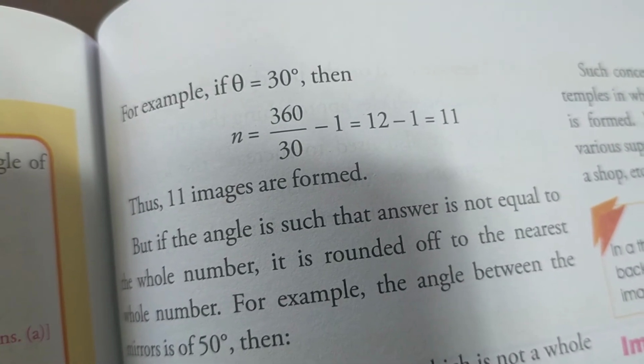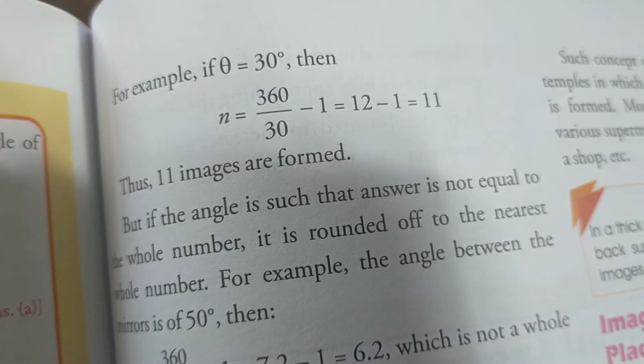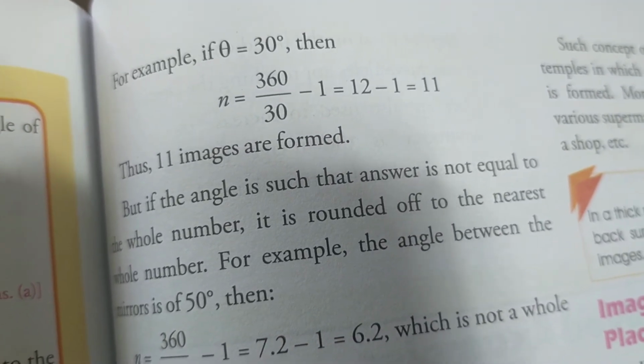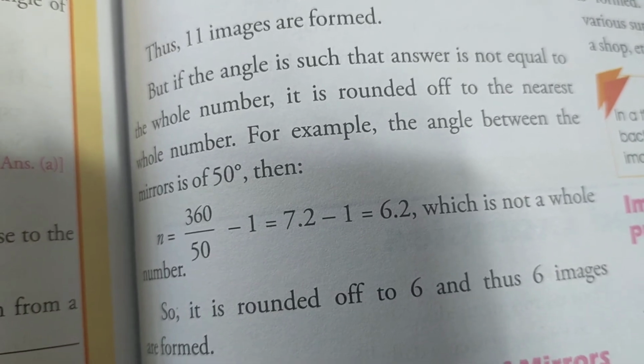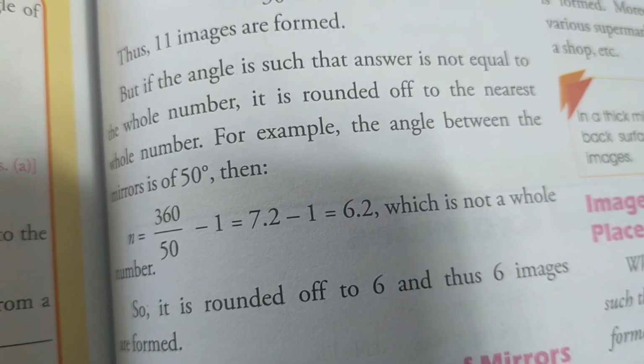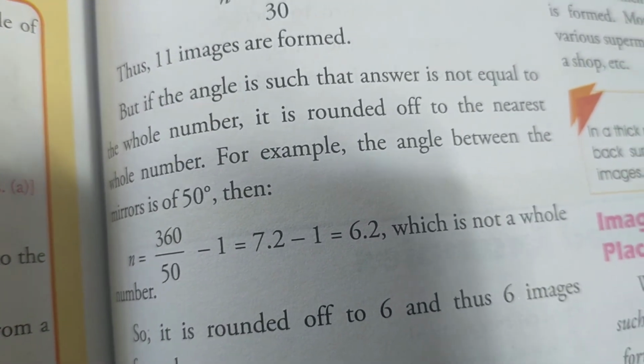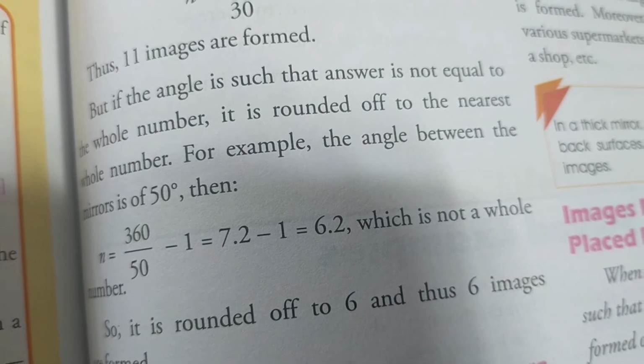But if theta is 50 degrees, then 360 by 50 is 7.2, right? 7.2 minus 1 is 6.2. We can round it off and get the whole number.